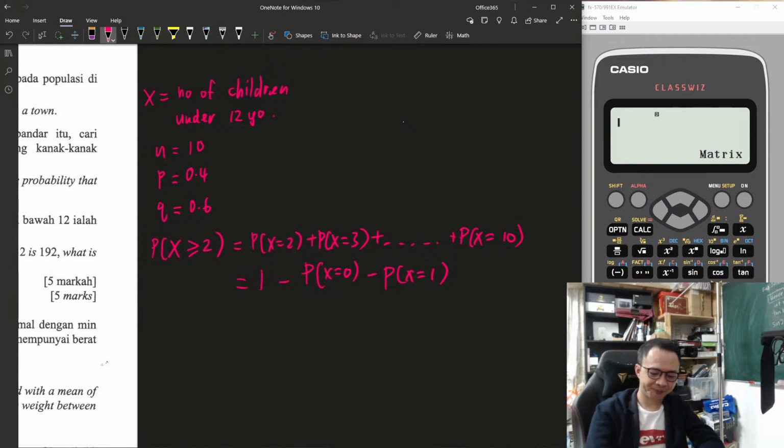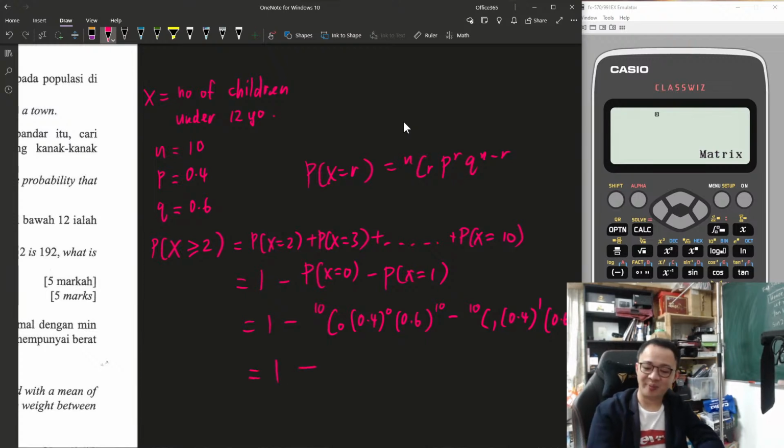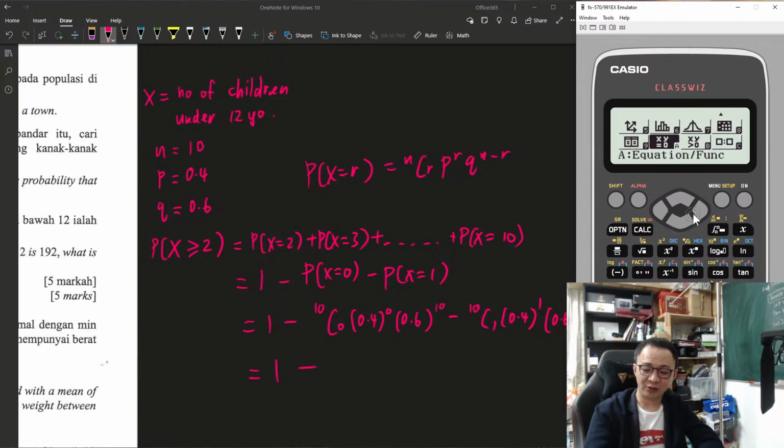Okay, so here we have a formula for it. P(X equals r) equals nCr p^r q^(n minus r). You can just substitute everything into the calculator. Here my n is 10, my r is 0. So this is 0.4 to the power of 0 and 0.6 to the power of 10, minus 10C1, 0.4 to the power of 1, 0.6 to the power of 9.